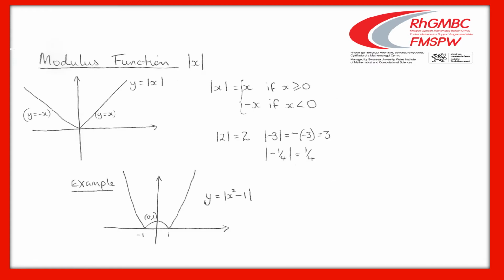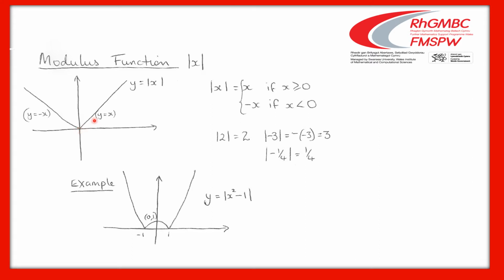Here we have the modulus function, or mod x. The symbol for it is these two vertical lines either side of x. Mod x is equal to x if x is positive or equal to 0, and mod x equals minus x if x is negative. So the modulus of 2 is 2. Modulus of minus 3 would be minus minus 3, which is 3. So it strips away the negative sign to give you just the value of the number. The modulus of minus a quarter would be a quarter.